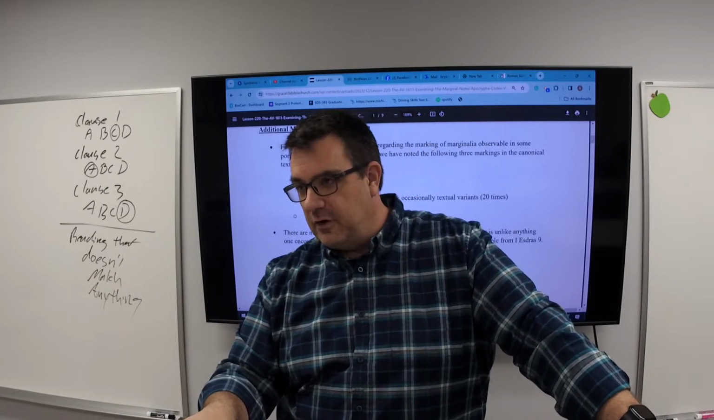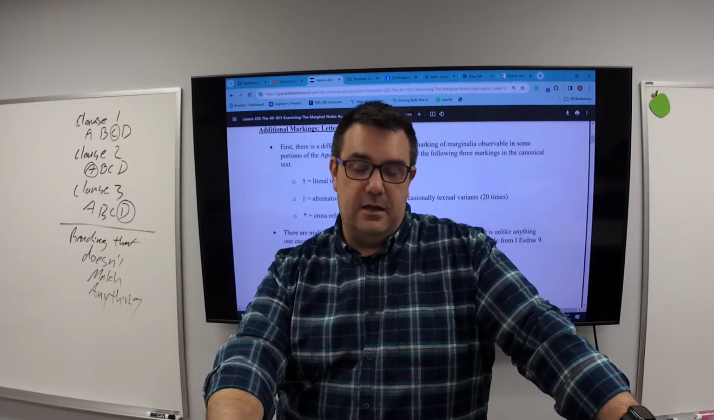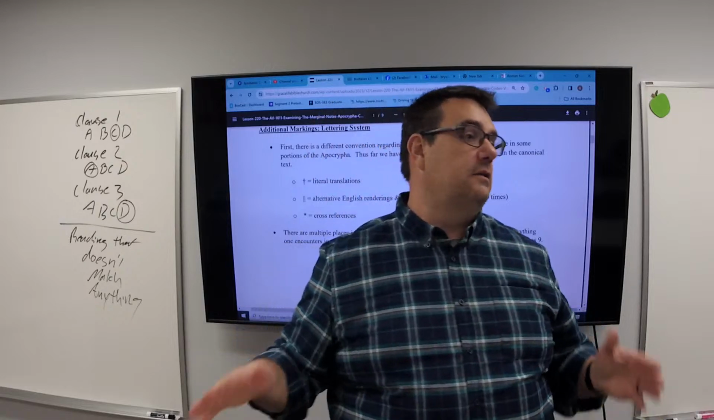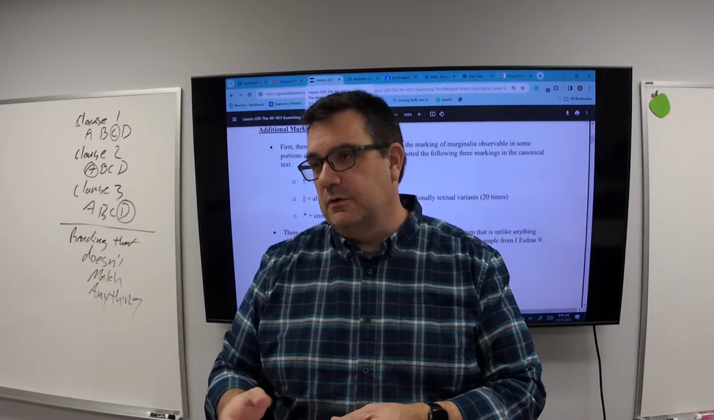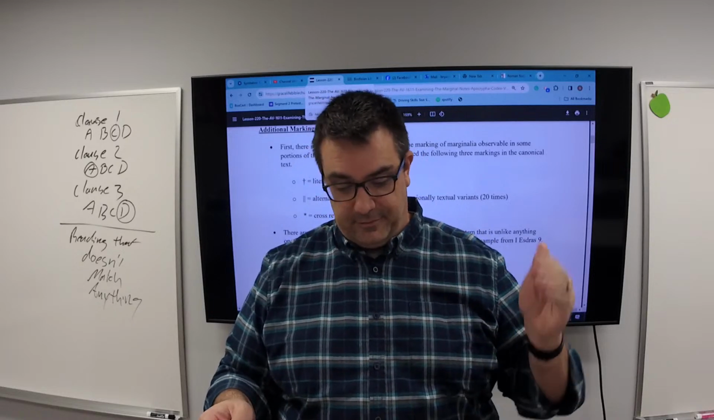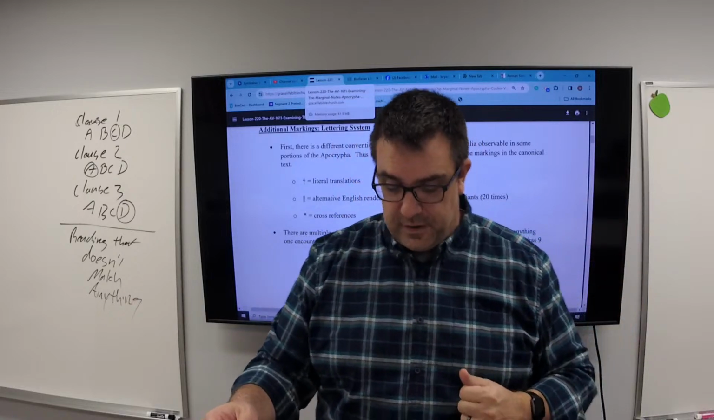We talked about Scrivener and how he is kind of identifying more retroactively. And so I'm limiting mine to only the ones that are explicitly marked. And then we had the asterisk, which was marking the cross references. So we've talked about the dagger, the two vertical lines, and the asterisk so far.